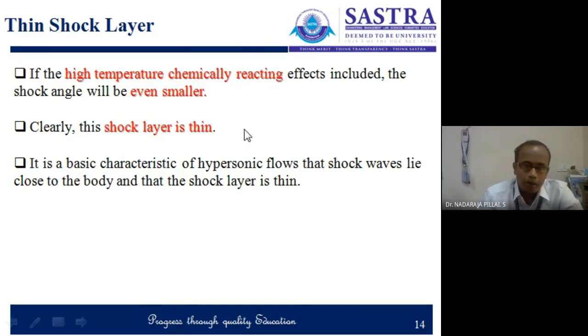So the point here is because of the theta-beta-M relation, the increase in Mach number leads to decrease in shock angle, and hence the shock layer becomes very thin. Adding the effect of high temperature chemically reacting effects, the shock layer becomes much thinner, right? So it is a basic characteristic of a hypersonic flow that the shock waves lie close to the body and the shock layer is so thin. Hence we name this a thin shock layer, right?